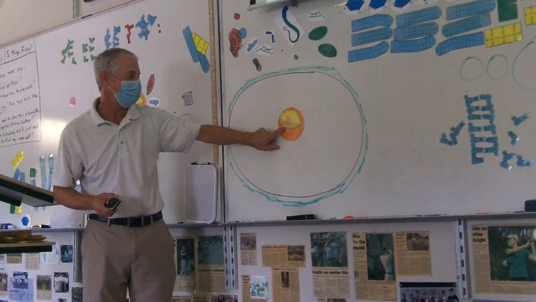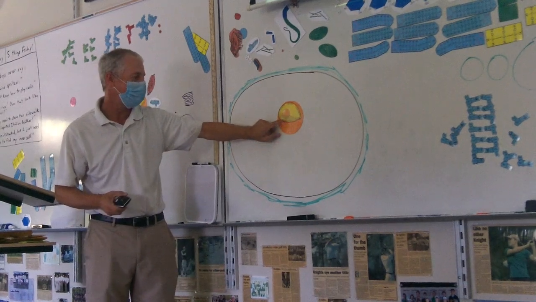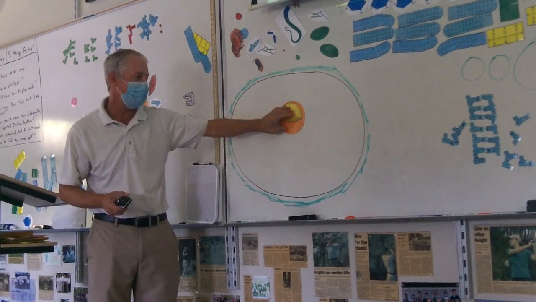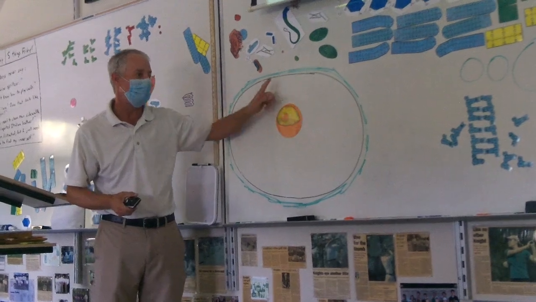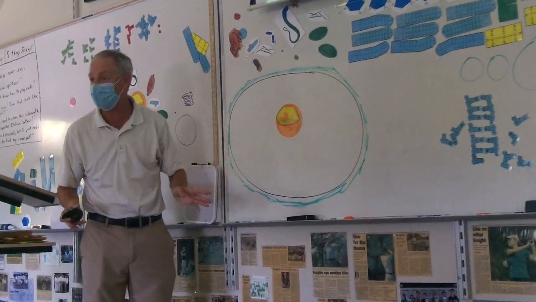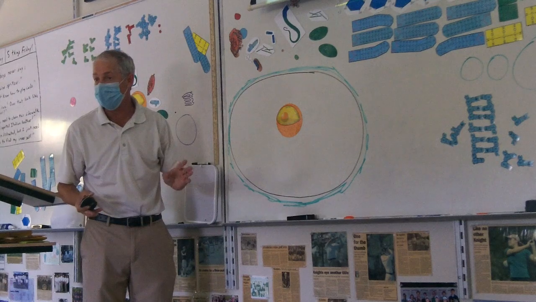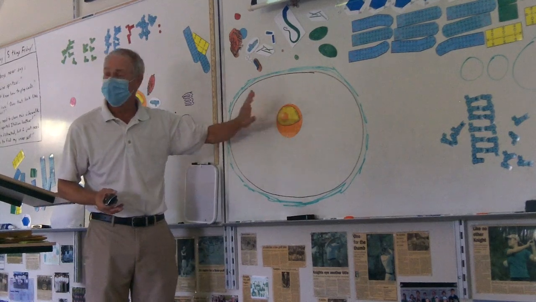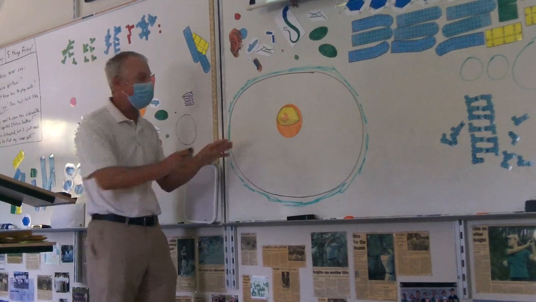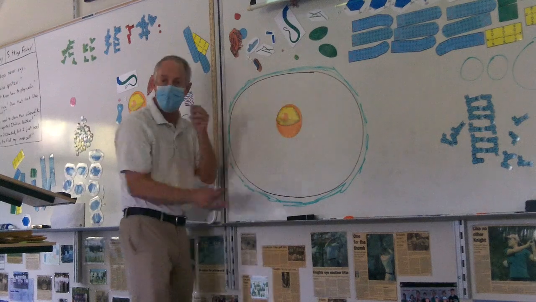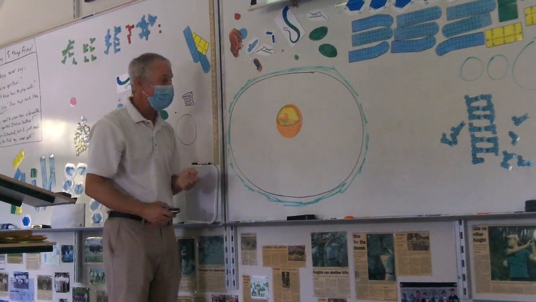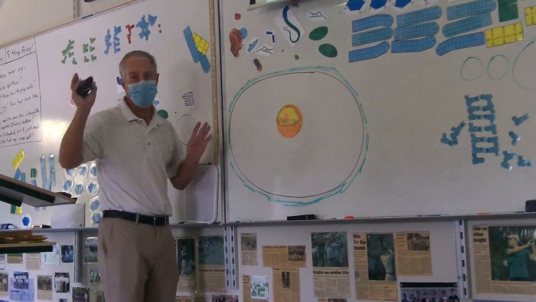That's the nucleus. What's it do? It holds the DNA. Now, if I put a nucleus in it, it's obviously a eukaryotic cell. Yes. Eukaryotic cells have nuclei. Prokaryotic cells don't. Prokaryotic cells just have DNA floating around in the middle. Just hangs out. We'll make a prokaryotic cell next week sometime.